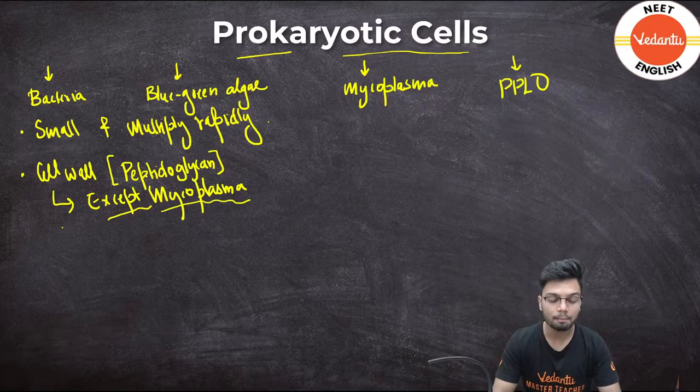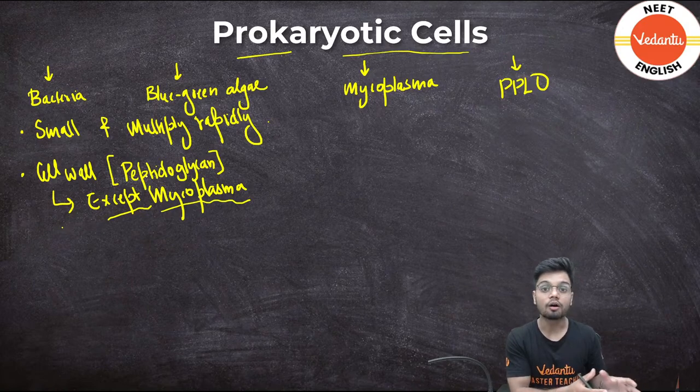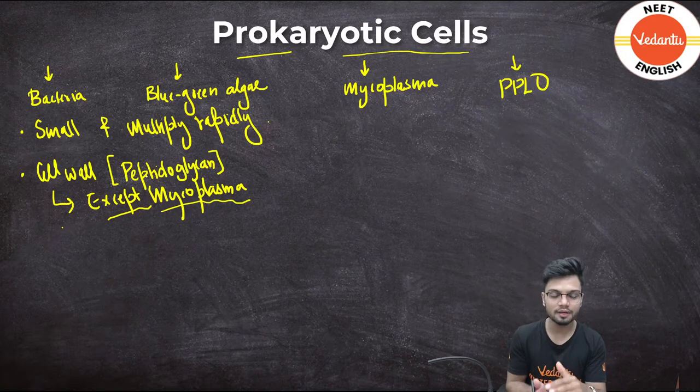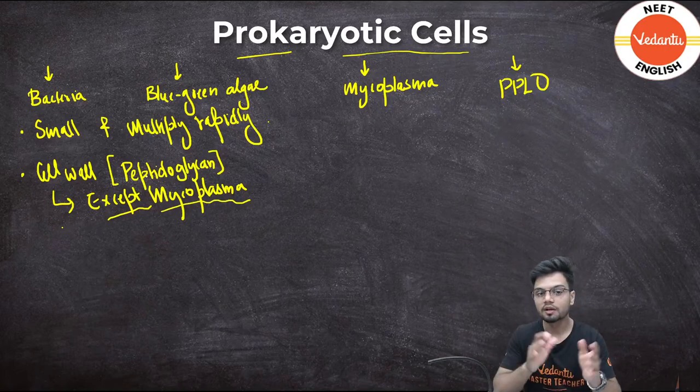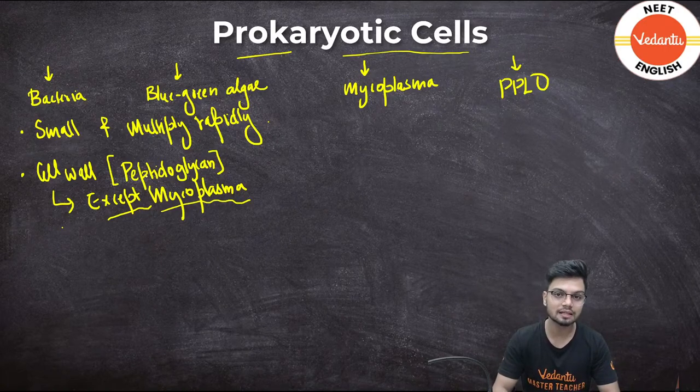Now, based on this peptidoglycan, if it is present in too much quantity or in less quantity, you can divide the bacterial cell into two types: gram-positive and gram-negative.